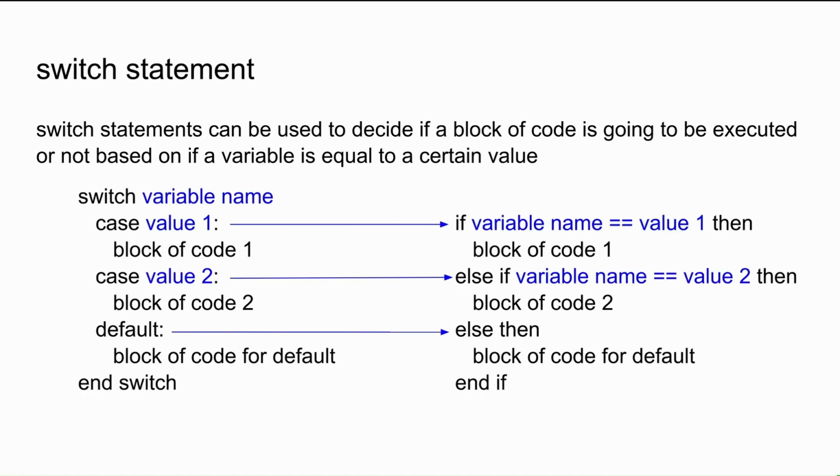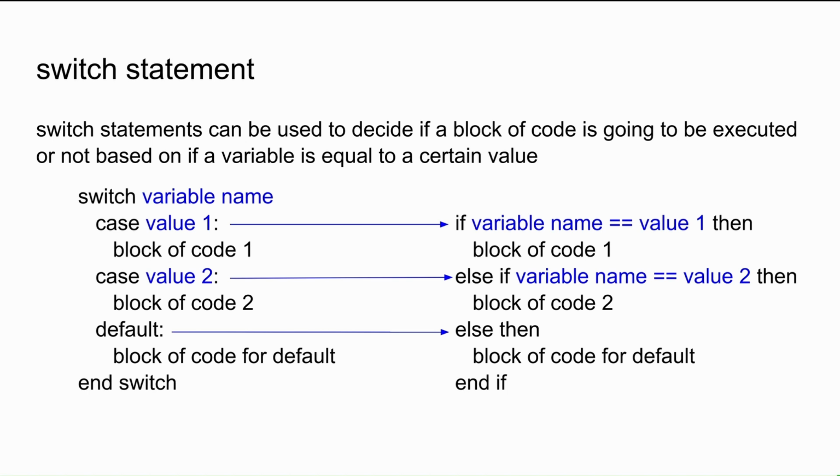We can transform the switch to an if to understand better how it works. Since we have already seen the if statement before, the first case in the switch will be the initial if on the right. Next, we have an else if for each case that comes after that. Finally, we have the else case to match the default case in the switch. So, the first case in the switch will be translated to if variable name is equal to value 1 in the if on the right.